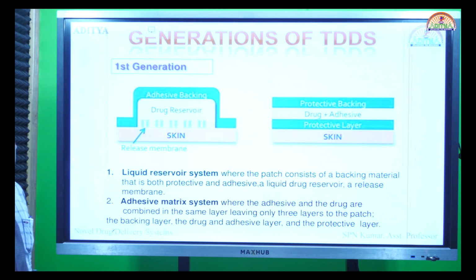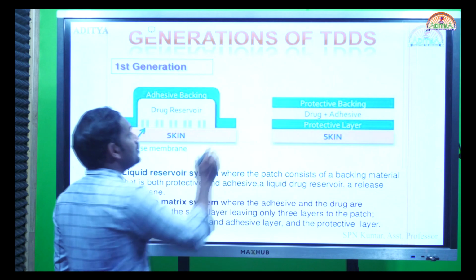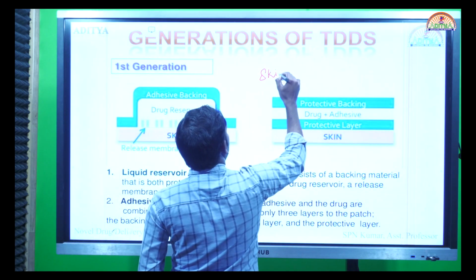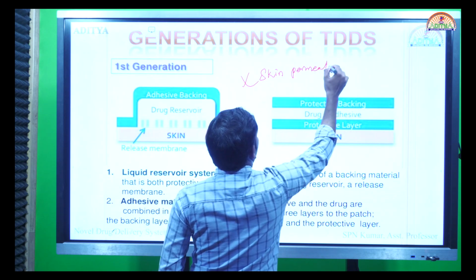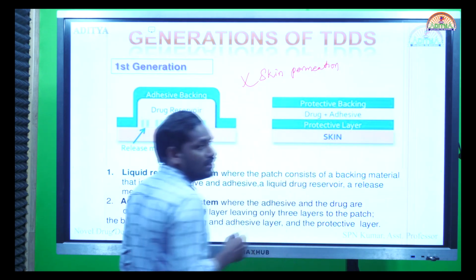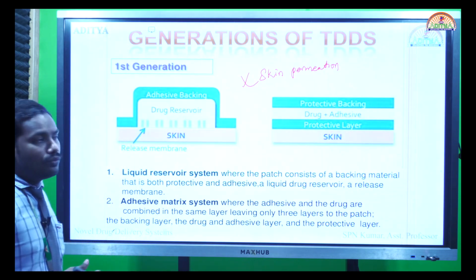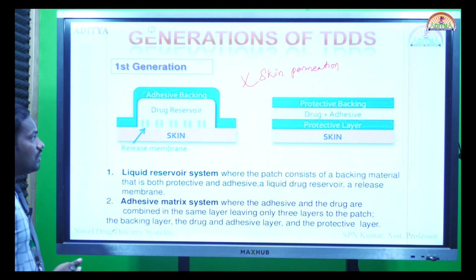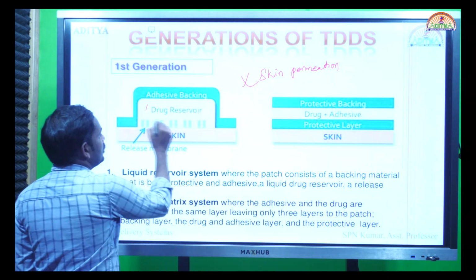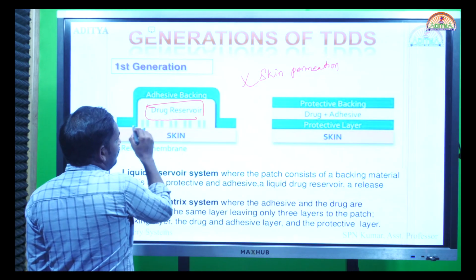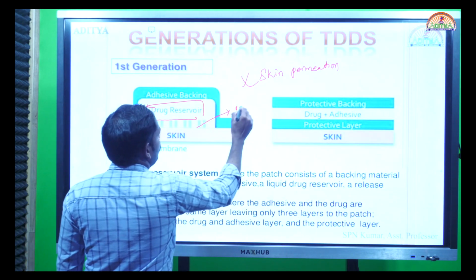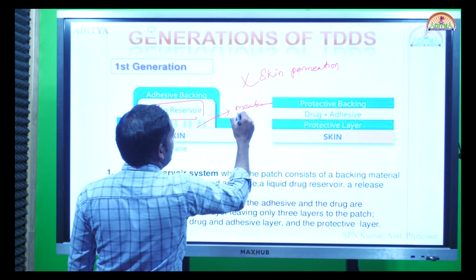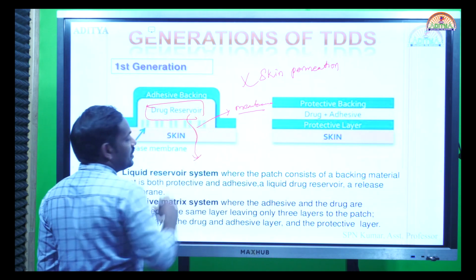There are 3 generations in a TDDS system. The first generation does not cause any disruption to skin permeation, whereas generation 2 and generation 3 disrupt the skin permeation and allow more accessibility of the drug. In this, either we can use a drug reservoir system, where the drug containing layer is bounded by a membrane. Once this membrane is dissolved, the drug slowly passes into the skin.